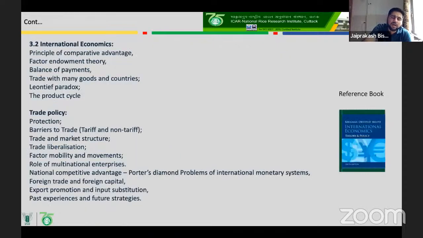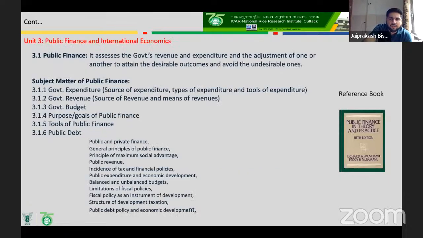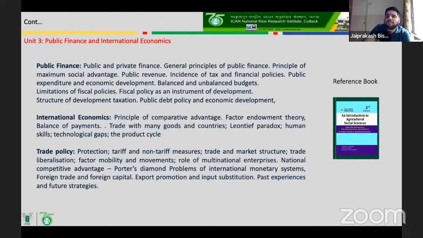So you can refer to Paul Krugman, International Economics: Theory and Policy, or for public finance, Musgrave and Musgrave, or simply you can refer to this particular single book. This is for agriculture social sciences. It's a very handy book, and it is available on Amazon and also on Flipkart, I think.